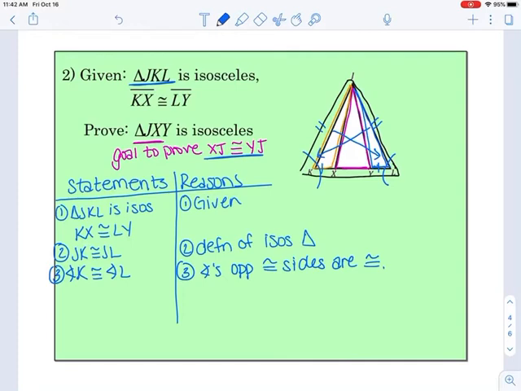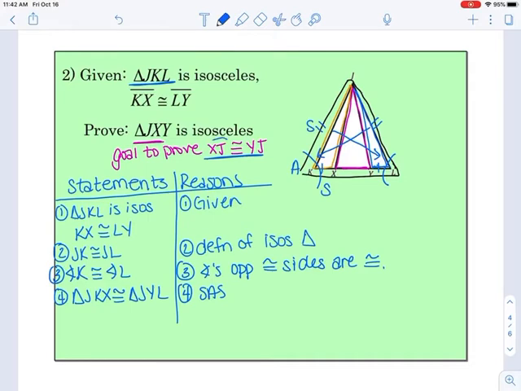Okay, and now I have enough information to prove that the two triangles, the orange triangle and the blue triangle, are congruent. I have a side, I have an angle, and I have another side. So now I'm going to say that triangle JKX is congruent to triangle JYL. And again, that's going to be because of side, angle, side. Okay, but again, that's not what I wanted to prove. Okay, so again, I want to prove that JXY is isosceles.